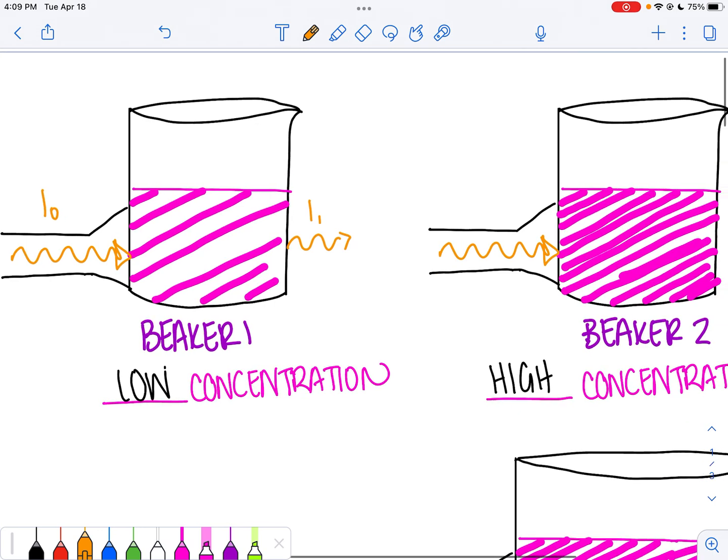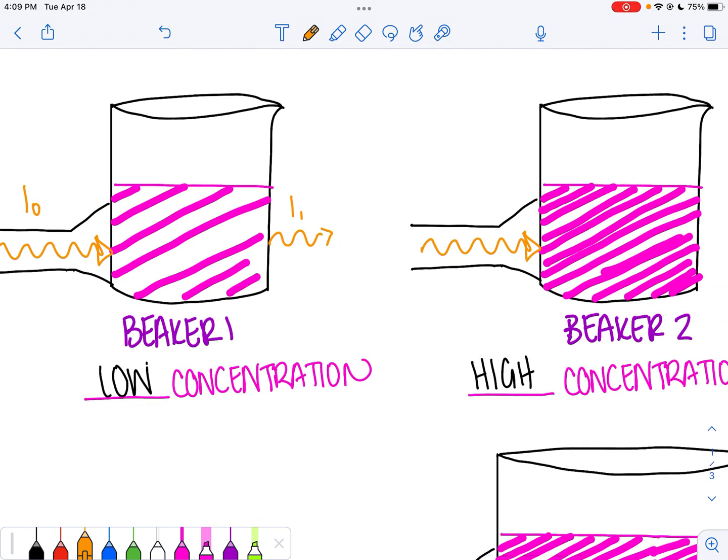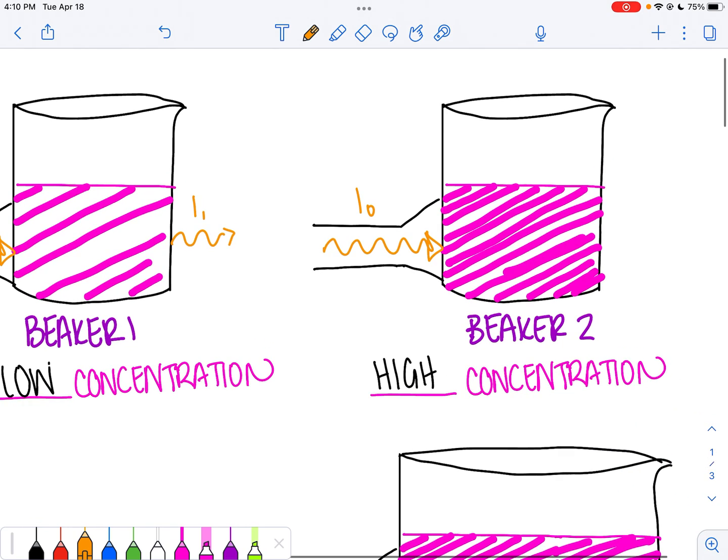Let's consider how this might be different for beaker 2. Let's say for beaker 2, I shine the exact same intensity of light into the beaker. In this beaker, there are more particles present in that solution. I have a higher concentration here, which means there's more molecules for that light to interact with. So I'm going to get some amount of light out, and it's not going to be the same amount of light I put in, and it's not going to be the same amount of light that came out of beaker 1. So I'm going to call this I2.